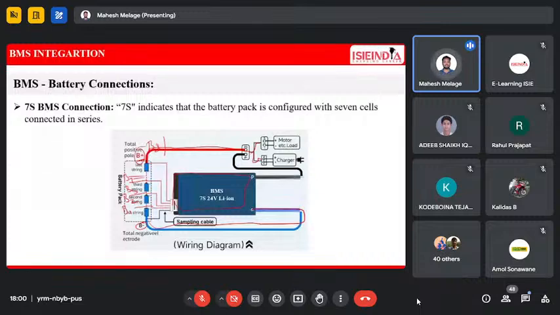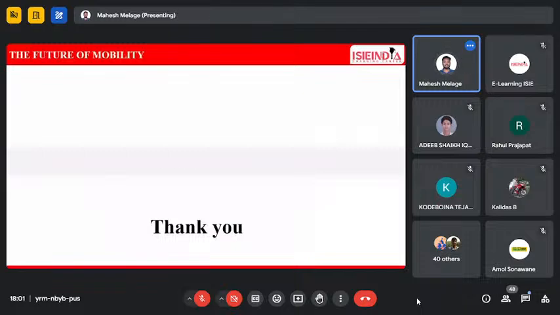Okay, different BMS have different connections. Most probably Samsung, Panasonic, Delhi, these companies make the BMS. Each BMS has different connections, but the battery connections on each BMS are the same. You can see this clearly. Now this is the battery pack designing with a BMS integration.